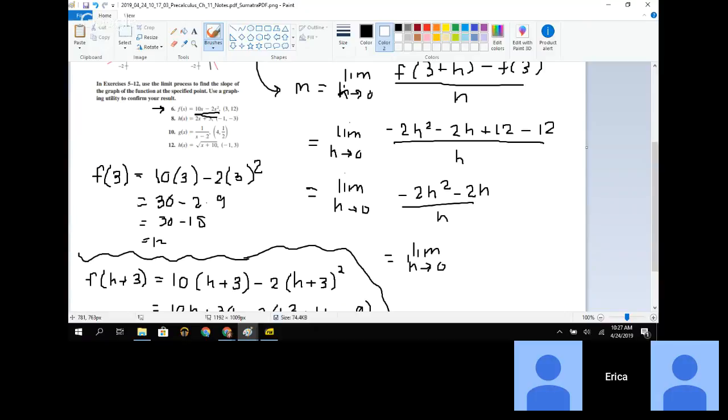Well, if I have this h on the bottom, the limit is not going to work, right? The limit's not going to exist. But it looks like I can divide an h out of both things, right? So I could rewrite this as negative 2h minus 2, if I divide h out of both of those. Now, as h approaches 0, I get that the limit as h approaches 0 of negative 2 times 0 minus 2 is negative 2. So this is the slope of the line at (3, 12).